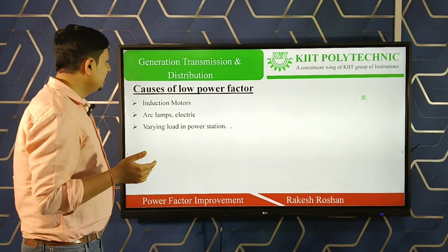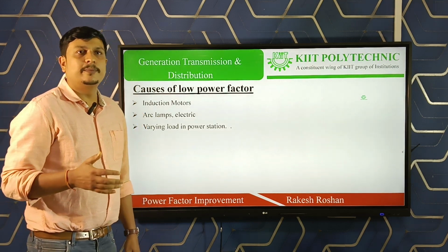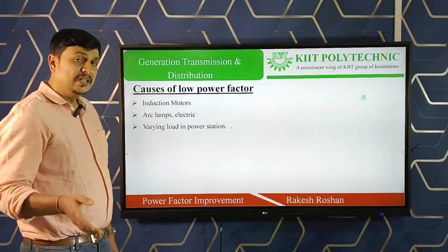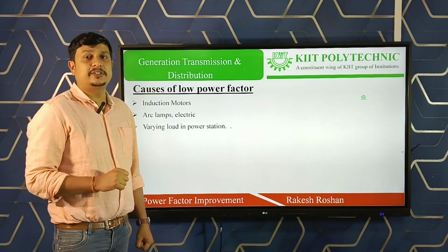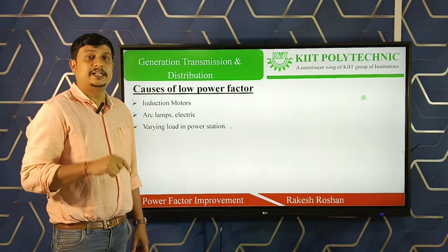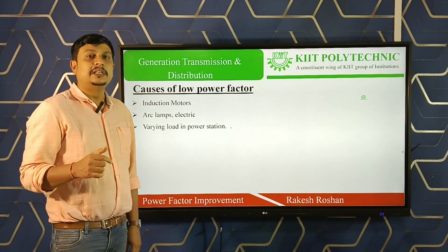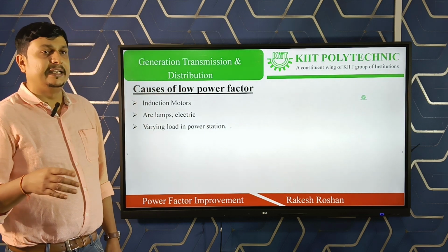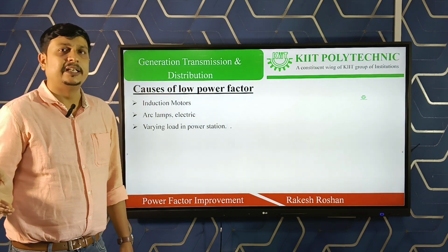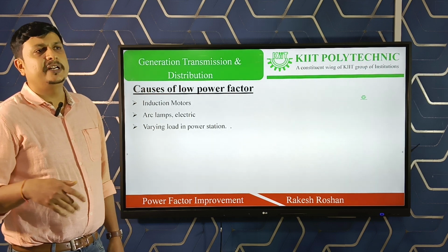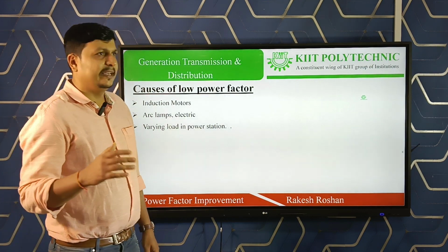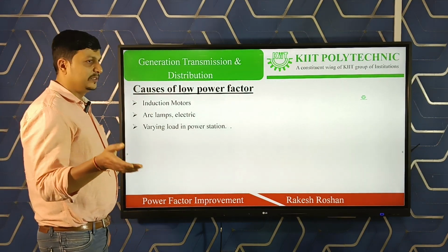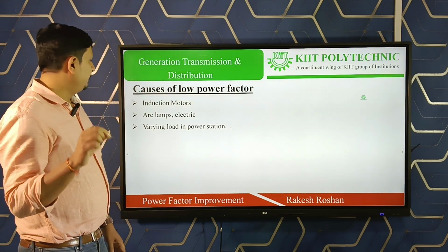As we all know, most loads connected to the system are generally inductive in nature. Almost 80 to 90% of industrial load is three-phase induction motors. And as I said earlier, an induction motor during starting operates at a very poor power factor, near about 0.2 to 0.3. Obviously at full load it is okay, around 0.8 to 0.9, but during starting, the power factor is very poor.